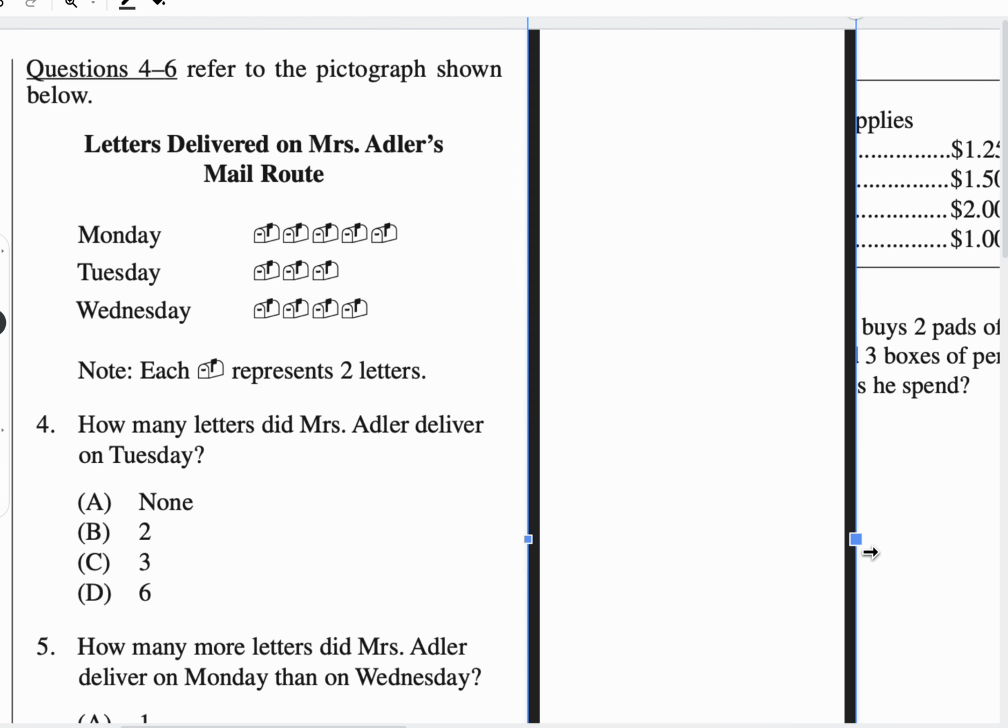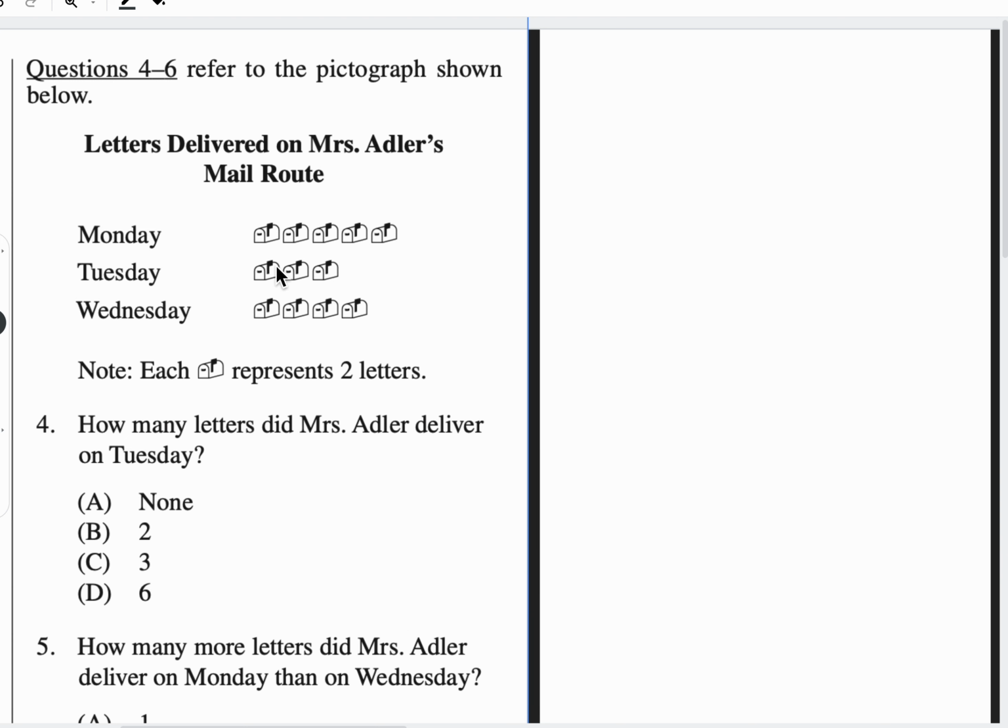Now let's take a look at number 4. Numbers 4 through 6 will refer to this pictograph shown right here below. Letters delivered on Mrs. Adler's mail route. Here on Mrs. Adler's mail route we have Monday with 5 little mailboxes, Tuesday with 3, and Wednesday with 4 mailboxes. Our note here is that each mailbox will represent 2 letters.